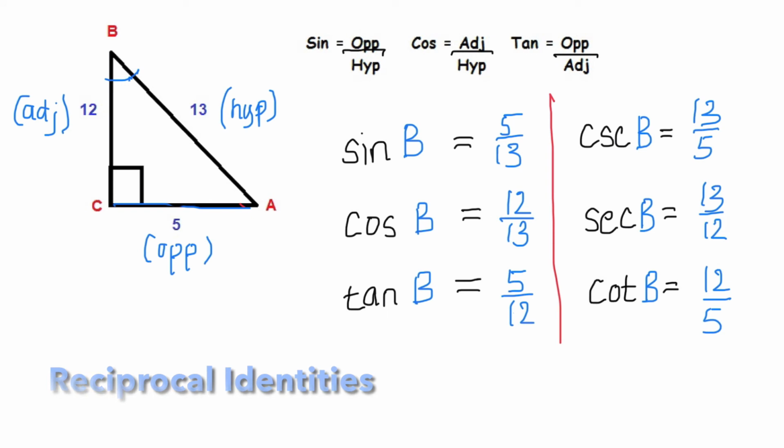So there are the six trig functions of a right triangle.